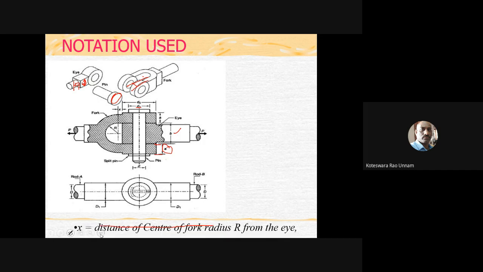Then you have X, distance of center of fork radius R from eye. Before that, this is the fork radius R. Now this X is nothing but, here you have the center of that fork radius, from this point to this point. We will take that as X. That is the distance of center of fork radius R from eye. This is the starting point of the eye, so this distance is going to be X.